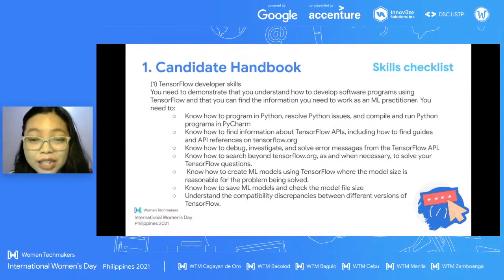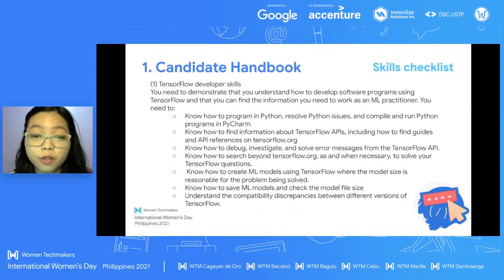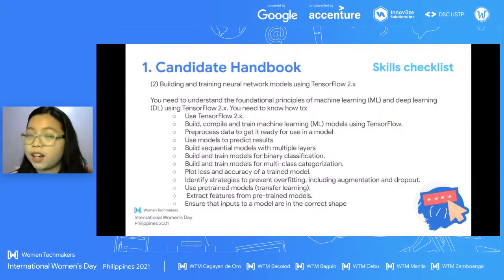You need to know how to save the ML models and check the model file size and understand the compatibility discrepancies between the different versions of TensorFlow. Because TensorFlow 1 is very different from TensorFlow 2, and this exam is on TensorFlow 2. You don't want to know TensorFlow 1 and take this exam just to find out that it actually requires TensorFlow 2. And this one is pretty general in the machine learning part.